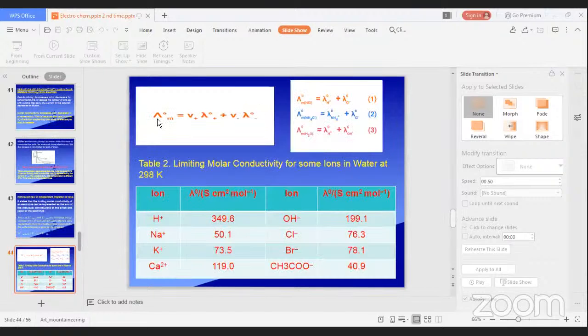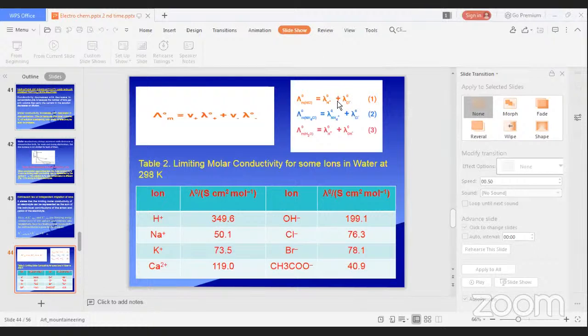So what is the mathematical equation for Kohlrausch's law? Lambda naught m equals nu plus lambda naught plus plus nu minus lambda naught minus. Here lambda naught plus and lambda naught minus indicate the limiting molar conductivity of the corresponding cation and anion, and nu plus and nu minus represent the stoichiometric coefficients, how many ions are present. For example, for HCl, on ionization it gives one H+ ion and one Cl- ion. That's why lambda naught of H+ plus lambda naught of Cl-.